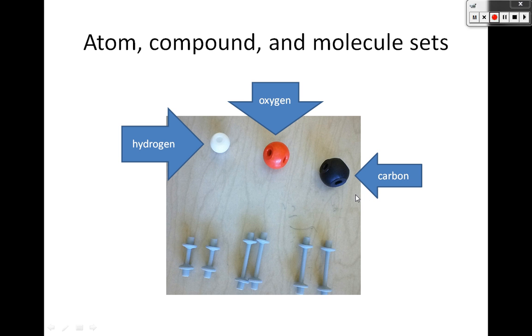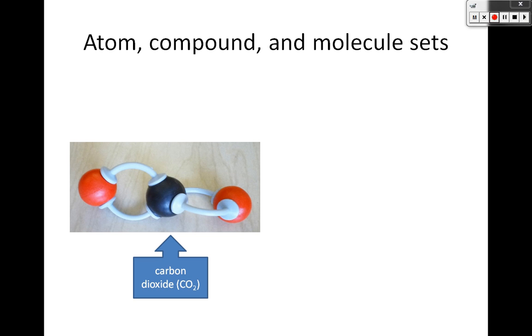And then the larger black one is carbon, and you can see one, two, there's a third one here, and there's actually a fourth one underneath. Carbon can bond four times, so it has four holes on it. And then we have some shorter non-bendy bonds, and then some longer bendy bonds, and we'll figure out when we use each one. I use these sets through the notes, but we're also going to be using them in class, so we can use them to make things.